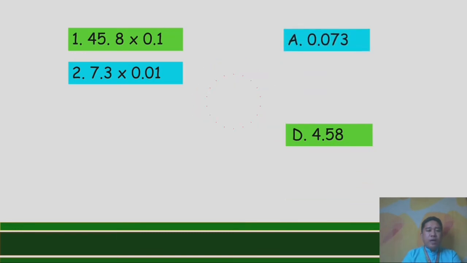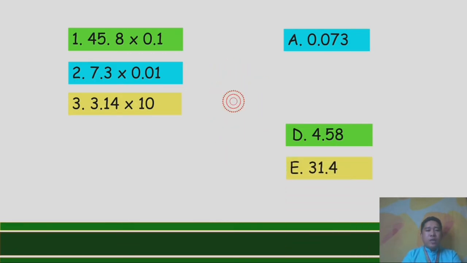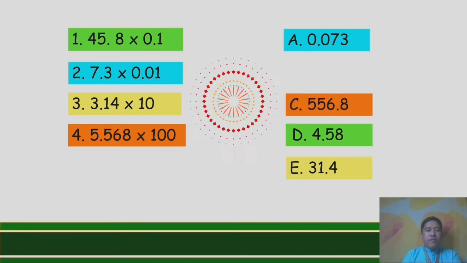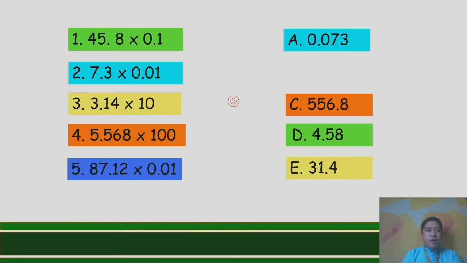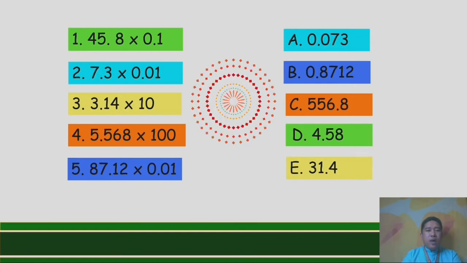If your answer is letter A, 73 thousandths, again, you are correct. Number 3. 3 and 14 hundredths times 10. If your answer is letter E, 31 and 4 tenths, definitely you are correct. Number 4. 5 and 568 thousandths times 100. If your answer is letter C, 556 and 8 tenths, you are correct. Number 5. 87 and 12 hundredths times 100. If your answer is letter B, 8,712 ten thousandths, again, you are correct.